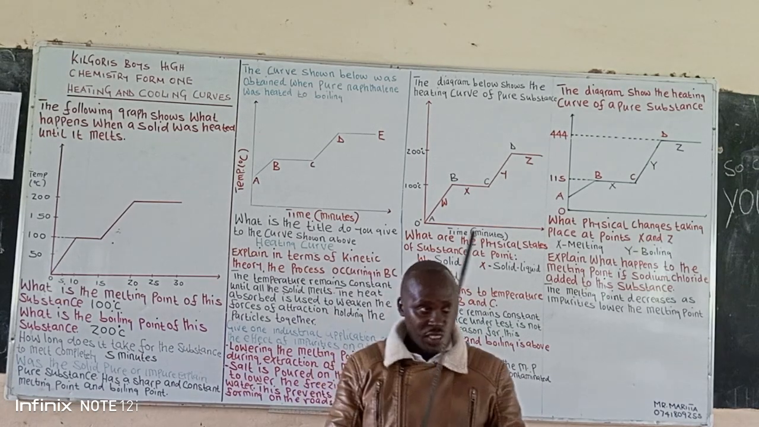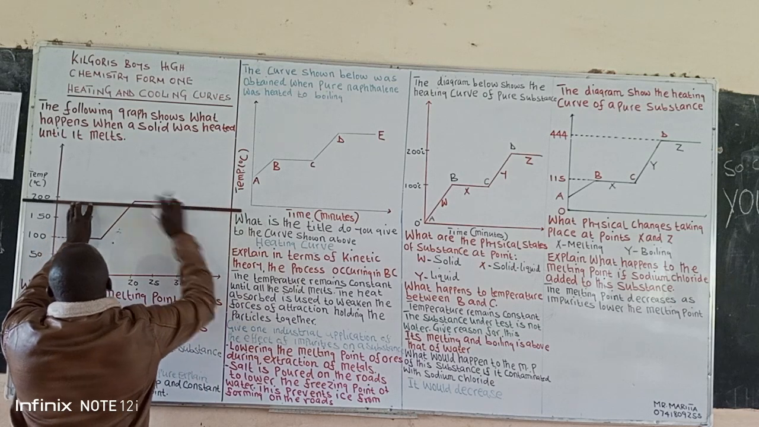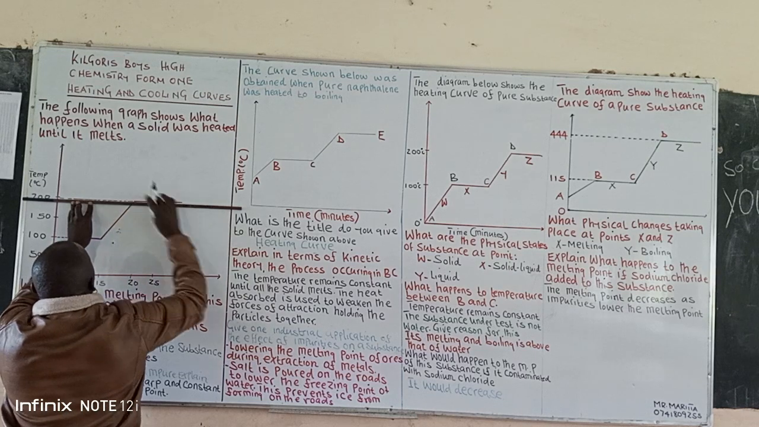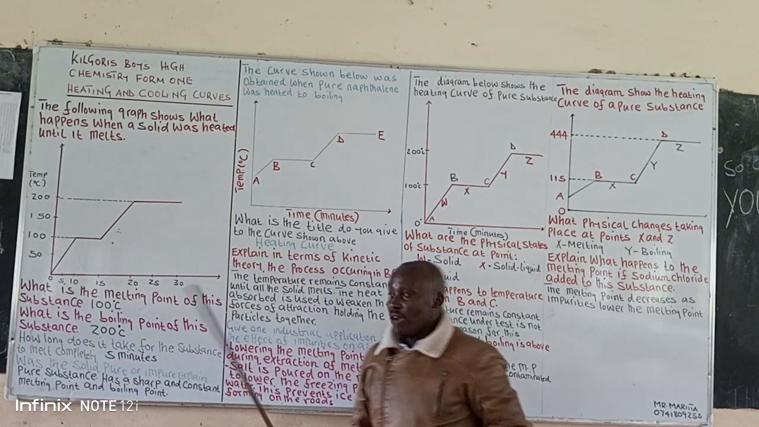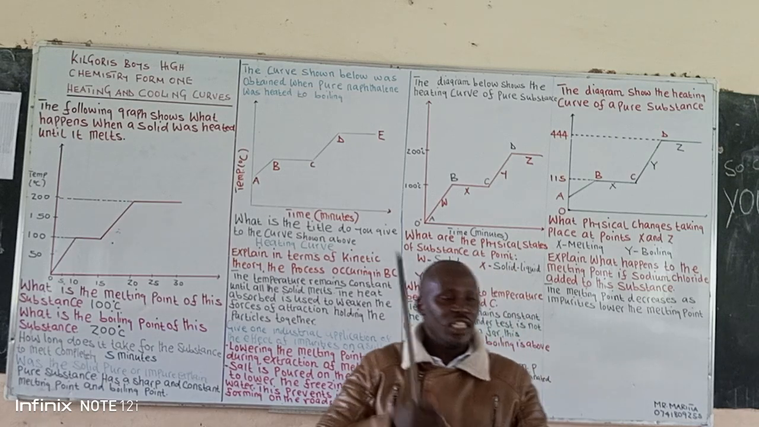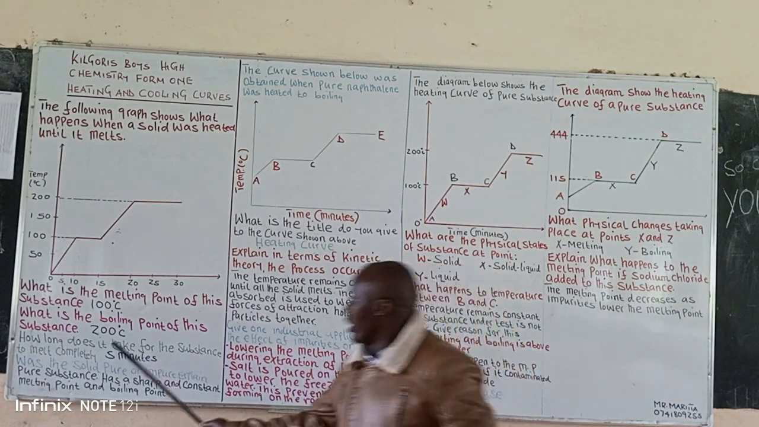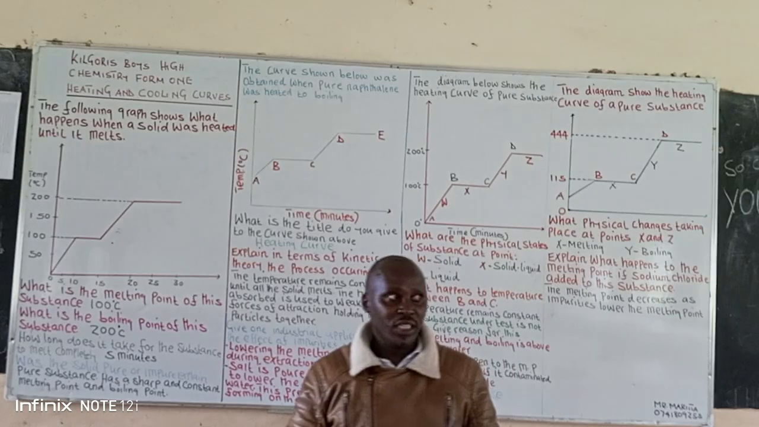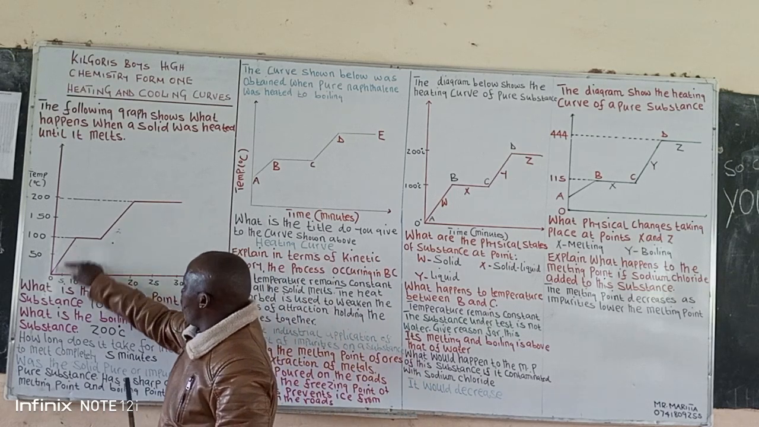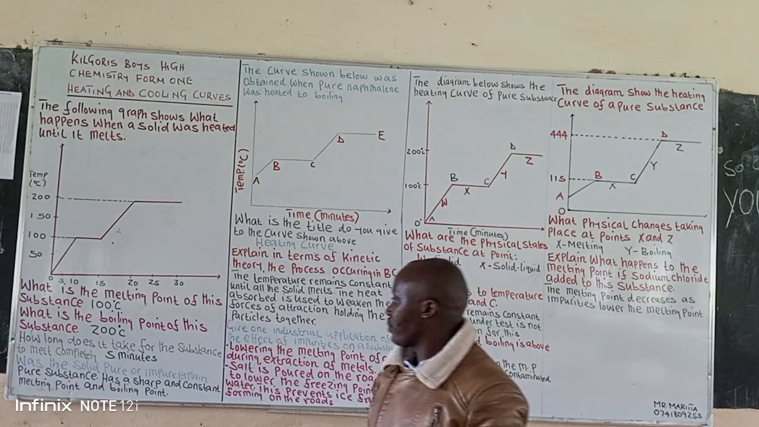What is the boiling point of the substance? As you can see, this substance boils at 200. So we have a melting point at 100 degrees, and a boiling point at 200 degrees. How long does it take for the substance to melt completely? For this substance to melt completely, it just takes 5 minutes, as you can see.